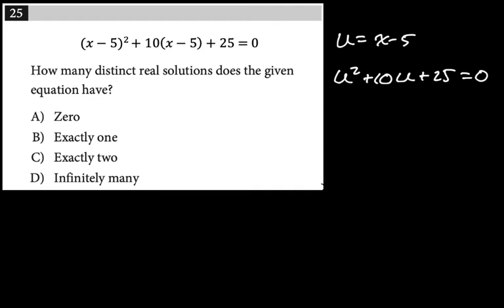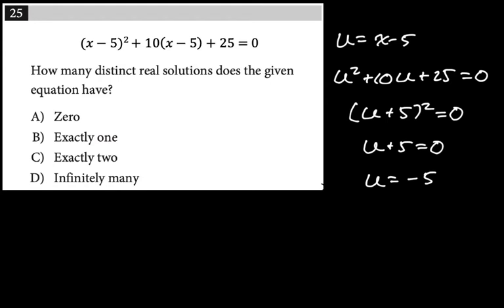So u squared plus 10u plus 25 is 0. U squared plus 10u plus 25 actually factors into the quantity u plus 5 squared. And because of that, we know that u plus 5 is equal to 0. So that means that u is equal to negative 5, but then u is x minus 5. So x minus 5 is negative 5, which means that x is 0, and that's the only answer. So the answer is definitely 1.